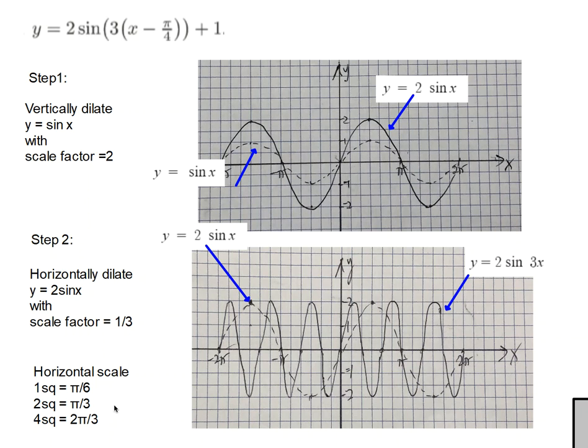And we can see now the period has become not 2 pi, but it's become this distance here, which is 4 squares. And if you think about it, because I've done 1 square is pi on 6, 2 squares is pi on 3, 4 squares will be 2 pi on 3. So the period is now 2 pi on 3. 1 complete cycle in 2 pi on 3. So there's the second step. Now we have a graph of 2 sine 3x.